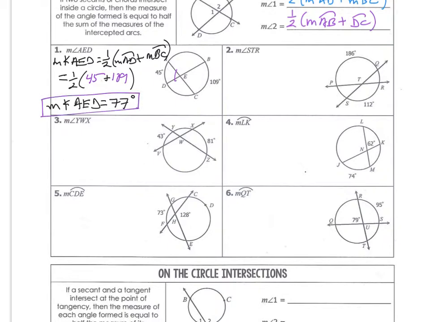Okay. So question 2 and question 3, they're all the same. With the exception of, let's look at question 3. What do they want? The measure of YWX. They want this angle here, don't they? Yeah. They want this angle here. Did they give you its intercepted arcs? No. But you can do this a couple of ways. Let's just go ahead and do this.